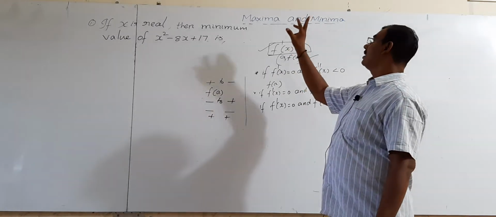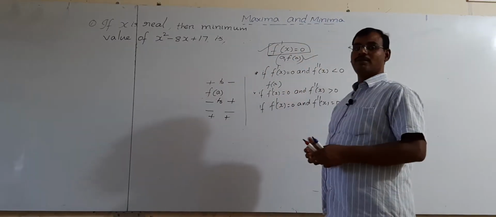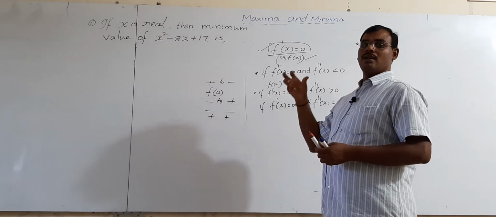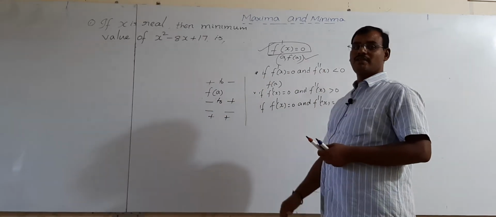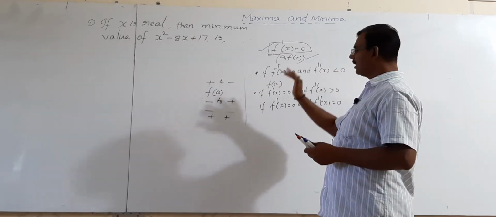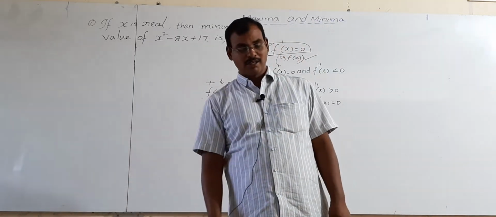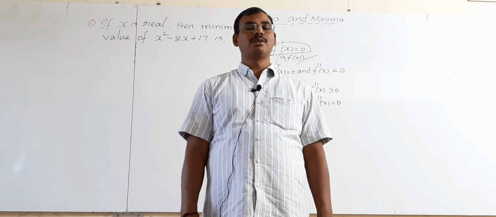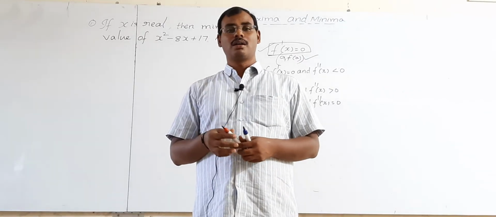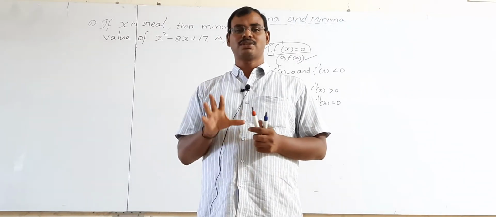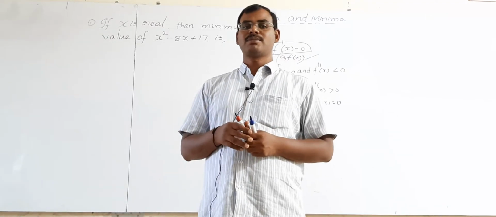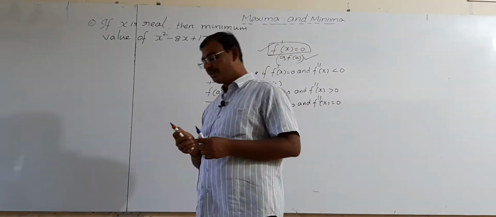What is the absolute minimum, global minimum, minimum value or least value? How to say that? The minimum of the minimum values in the interval a comma b is called the absolute minimum or global minimum. So this is the whole theory of maximum and minimum.